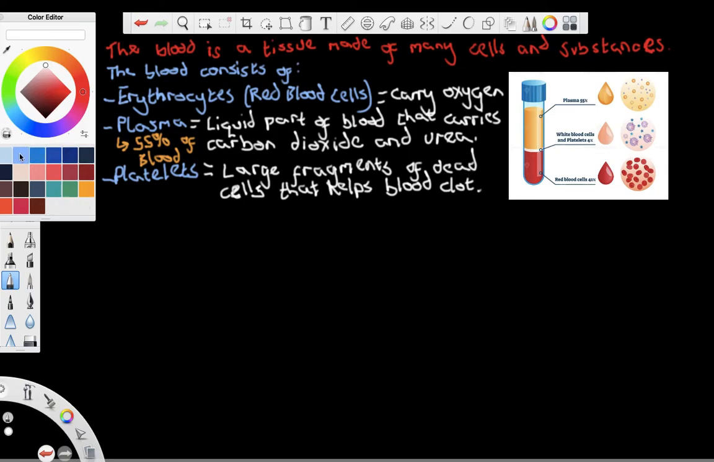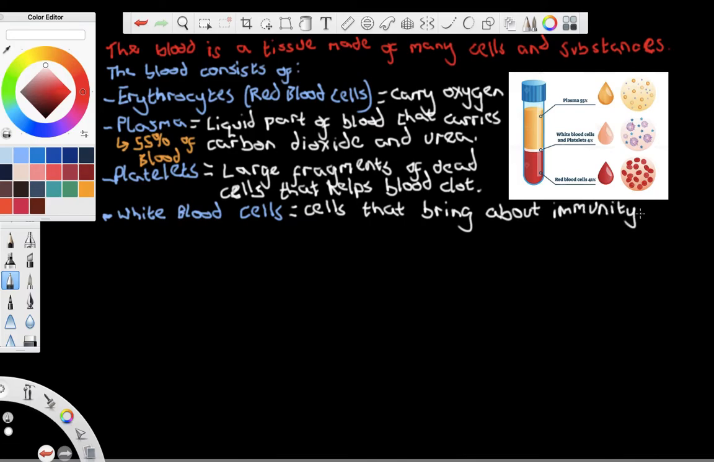And finally, white blood cells. White blood cells are cells that bring about immunity. So your blood is a tissue. It's made up of the following parts: erythrocytes, which are red blood cells. They make up about 41% of your blood. Plasma, which is the liquid part of your blood that carries carbon dioxide and urea. It makes up the majority of your blood at 55%. Platelets, which are large fragments of dead cells that help the blood to clot. And white blood cells that bring about immunity. Together, platelets and white blood cells make up about 4% of your blood.